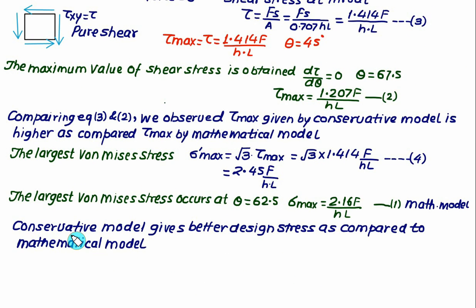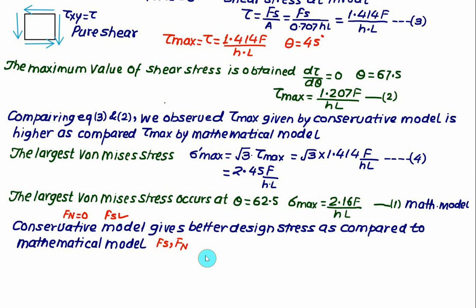So when we are using the conservative model, that time the value of the normal force we made equal to 0, and only the effect of shear force we have considered. When the effect of shear force is considered, the value of tau max we obtained as 1.414 F by HL. In the mathematical model, we have considered both the effect of shear as well as the value of normal force Fn. In that case, we obtain the value of tau max, which is given as 1.207 F. So this one is a lower value.